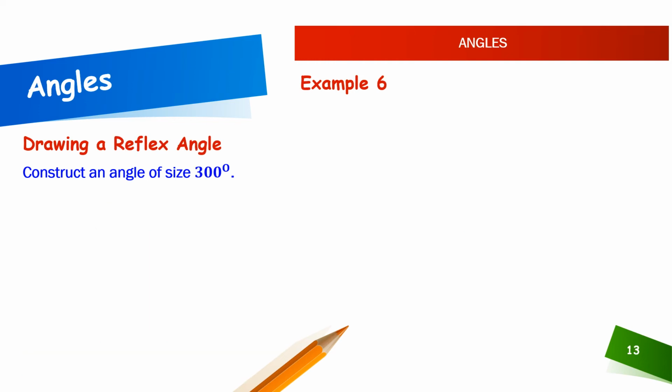We will now see how to draw a reflex angle. Recall that a reflex angle is an angle greater than 180 degrees and less than 360 degrees. Now, since we are dealing with an angle which is greater than 180 degrees, and since our protractor only goes up to 180 degrees, we need to flip over our protractor and find out the remaining number of degrees required to create our given angle. In our example, we will construct an angle of size 300 degrees.